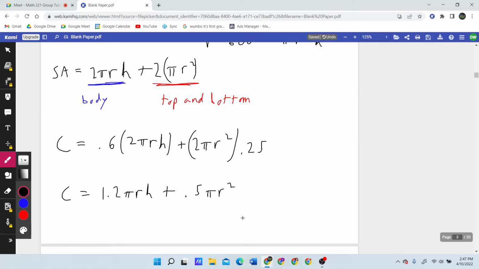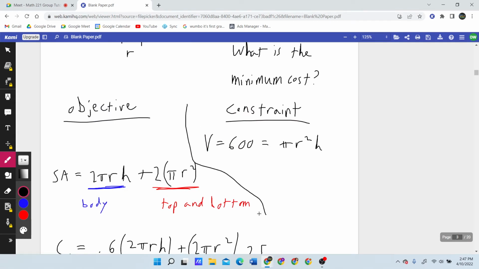And now I'm ready for the next step, which is exactly the same as the last problem, and it's not take the derivative yet. The reason I can't take the derivative right now is because I have two variables. I have r and I have h. So before I solve for r or h, I am going to have to solve my constraint equation for one of my variables. I can either solve for r squared or I can solve for h. I'm going to solve for h because I hate solving for r squared.